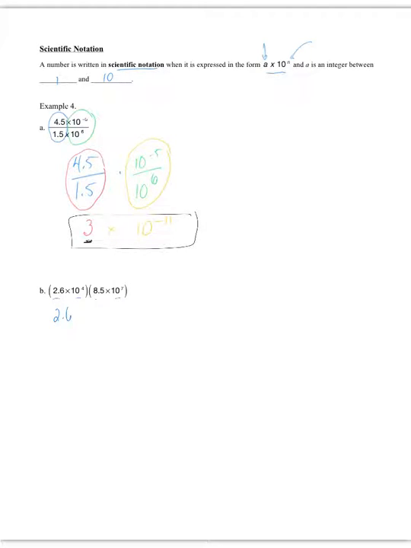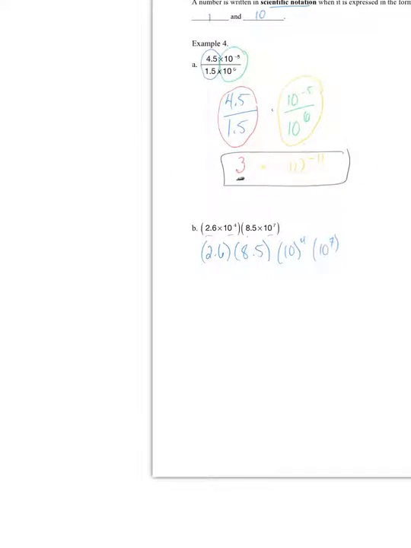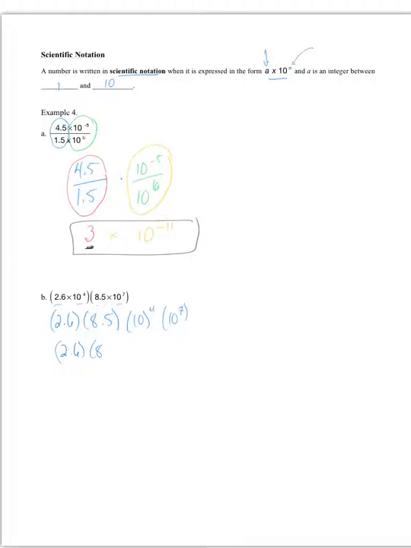And I can rewrite this as 2.6 times 8.5 times 10 to the 4th times 10 to the 7th. Now, if that makes you uncomfortable, we can rewrite it as 2.6 times 8.5, if you'd rather see it like this. Now, I'm going to multiply these two together to get 22.1. Now I'm going to multiply these two together using my product of like bases and get 10 to the, well, when we multiply like bases, what do we do to the exponents? We add them. So that would be to the 11th power.